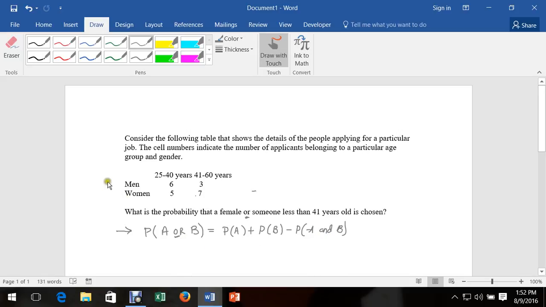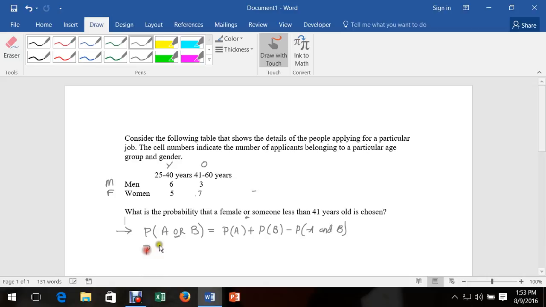So to make life a little bit easier here, let's use M for men, F for female. Let's call those of you who are between 25 and 40 years young, and those of us who are between 41 and 60 plus, we'll make that old, okay, just to make our symbolism a little easier.